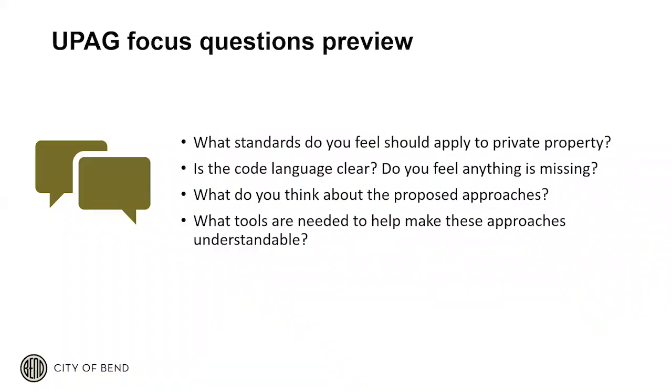Great. So just a preview or a reminder for the water conservation input today. We're going to talk through, share a little bit of information, and then we want to circle back and get your input on standards that you feel should apply to private property, whether that code language is clear enough, or if there's something missing that would help provide that clarity. And then what do you think about the two proposed approaches that we're going to preview today, and tools to help communicate with individuals about those two approaches. So we're going to dive into it and then come back to these questions.